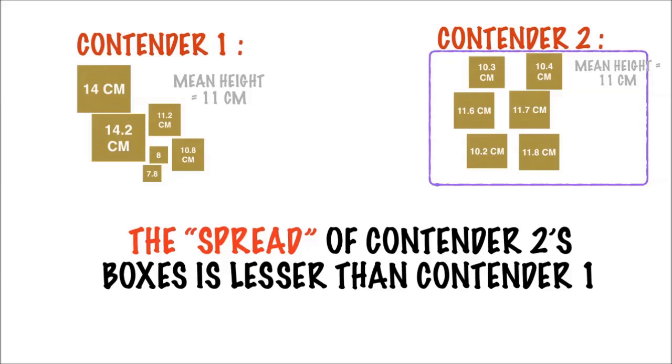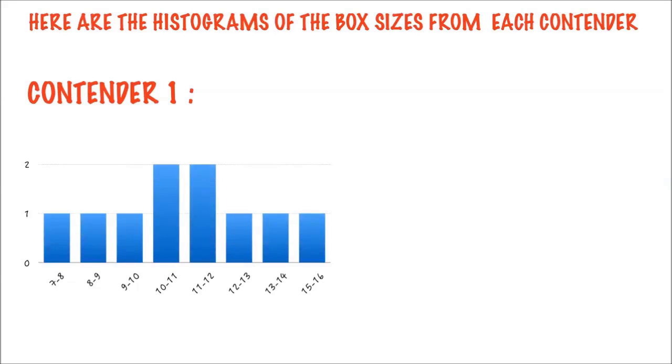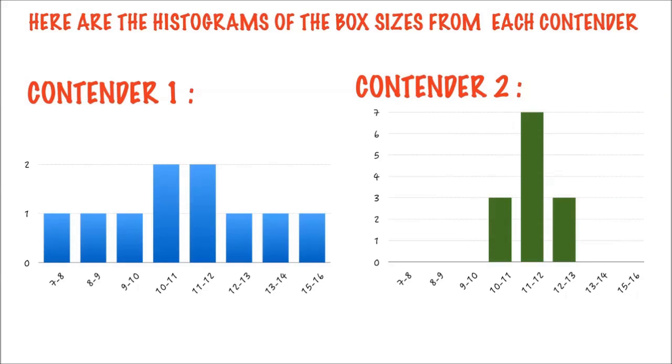Let's now go through and understand exactly what these formulae mean and how they translate into a measure of the spread or the dispersion in a set of data. Let's say that we were to create histograms of the heights of the packages sent in by these two contenders. We'd get a pair of bar charts, contender 1 and contender 2. You can see now the histogram for contender 1 and now that for contender 2. Remember that a histogram is simply a bar chart of the frequency table representing a bunch of data.